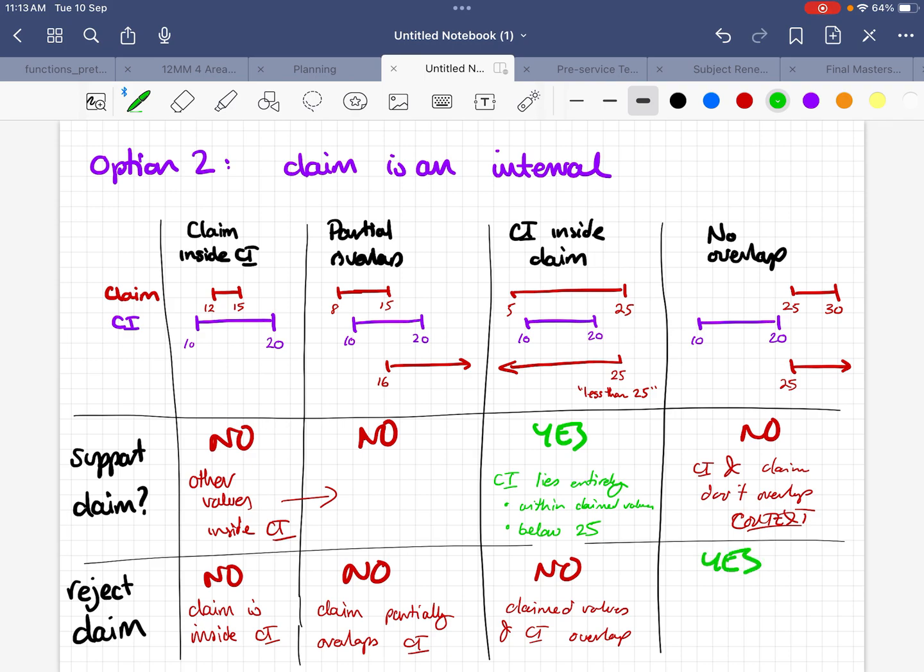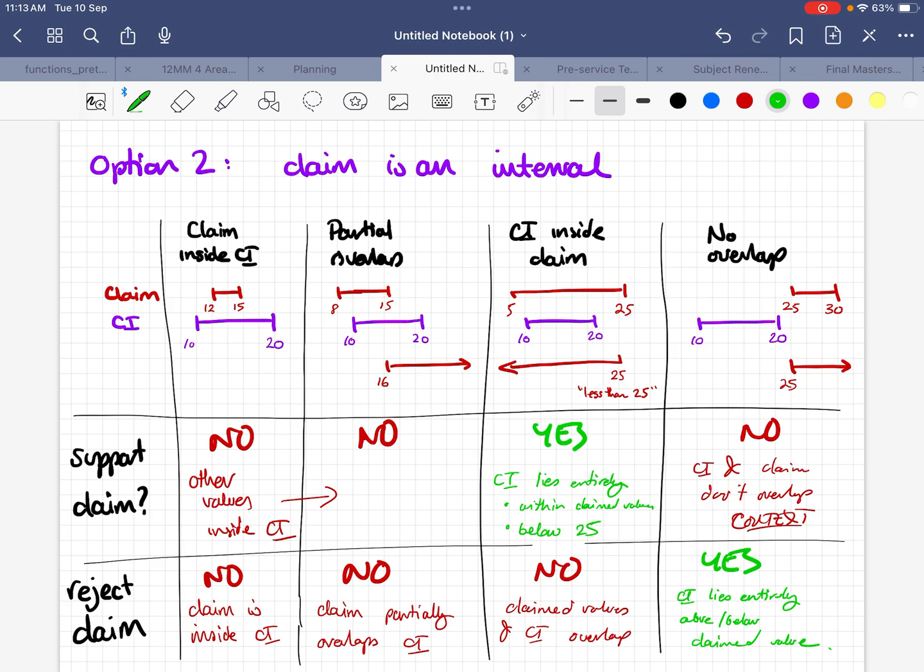So if the question is asking, can we reject this claim? Yes, we can. Can we support this claim? If that's the question, no, we can't. We're not crossing over. We're not talking about both of those things. We're just talking about can we support it or can we reject it? Can we reject it? Yes, we can, because the confidence interval lies entirely above or below whatever your claimed value is.